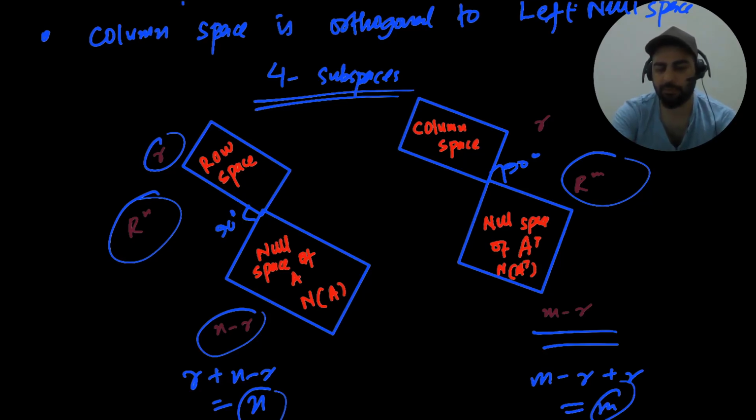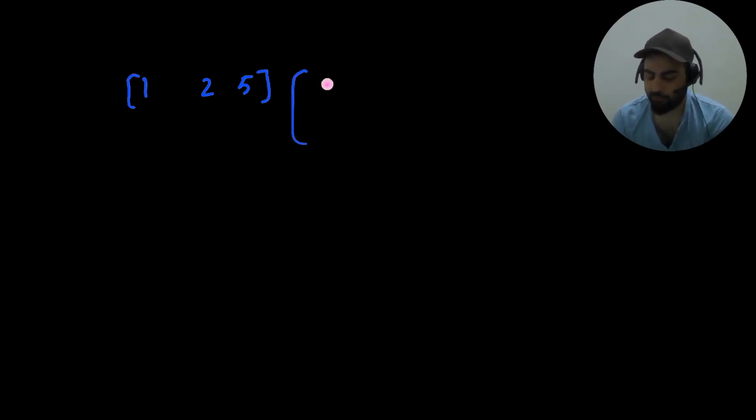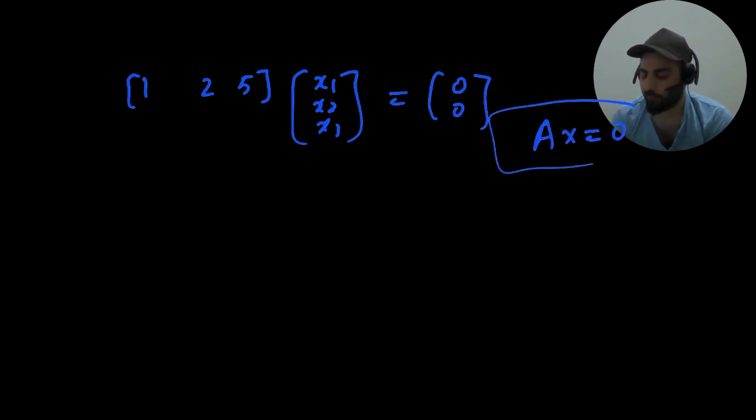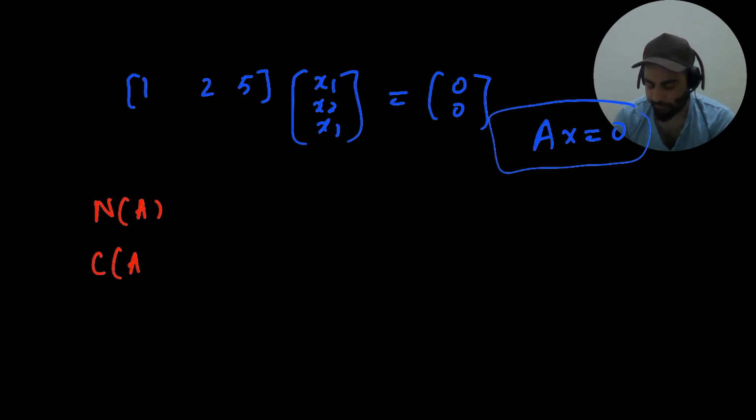Should we take an example? Okay, let's take an example. Let's suppose we have this vector 1, 2, 5, and then we have x1, x2 and x3, something like this. Let's suppose this is equal to 0. This is like Ax equal to 0. We want to show the null space of A and the column space of A.